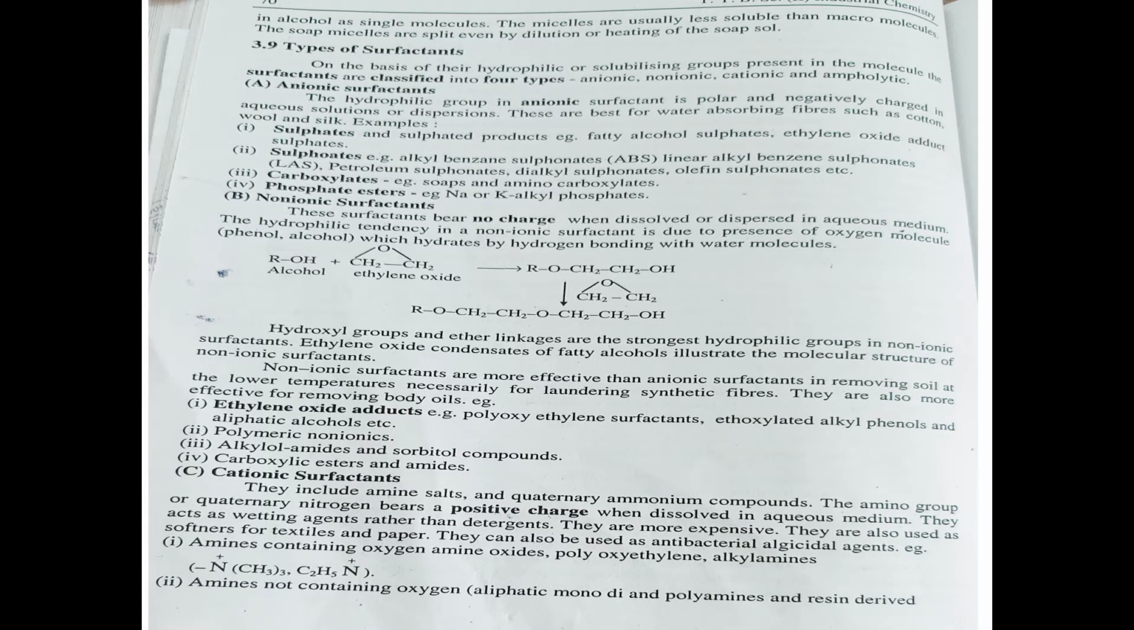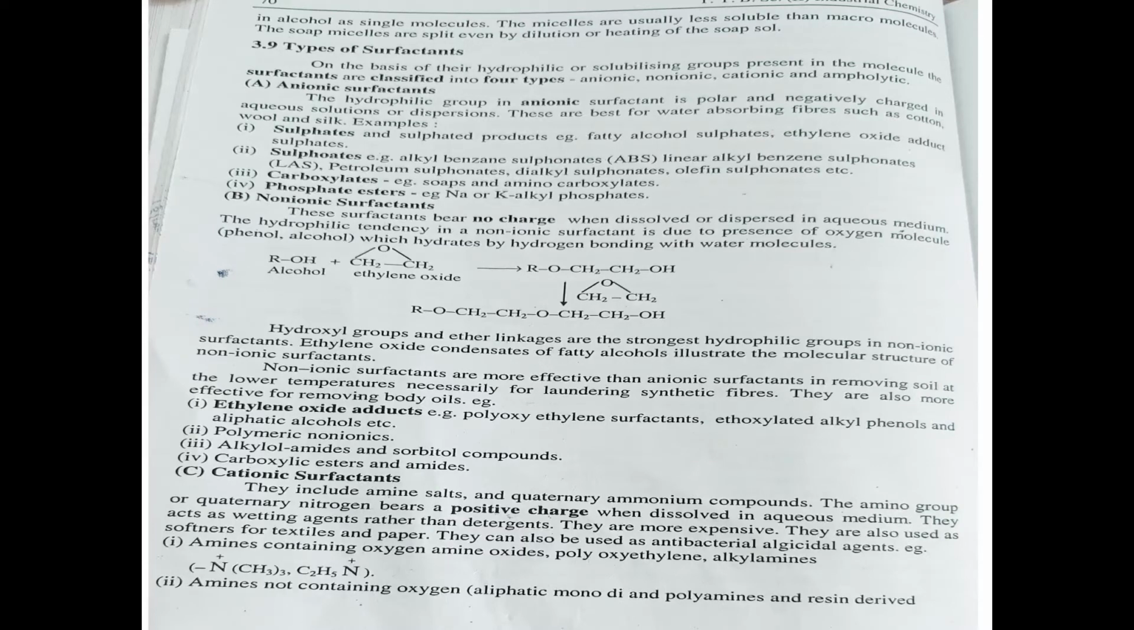On the basis of the hydrophilic or solubilizing group present in the molecule, surfactants are classified into four types, that is anionic, non-ionic, cationic and ampholytic. First we discuss the anionic surfactants. What are anionic surfactants? The hydrophilic group in anionic surfactants is polar and carries a negative charge in aqueous solution or dispersion. These are the best for water absorbing fibers such as cotton, wool and silk.